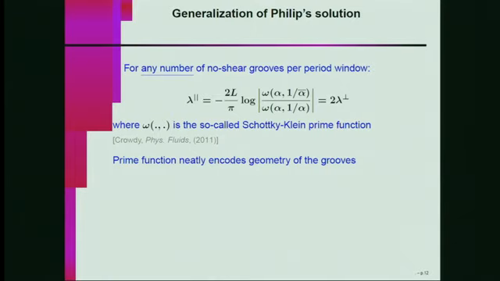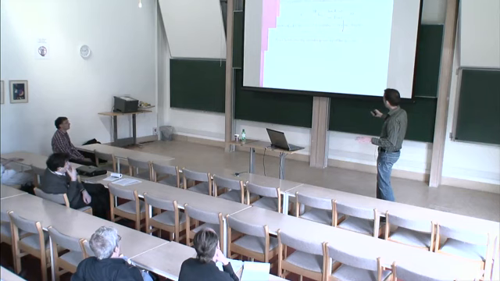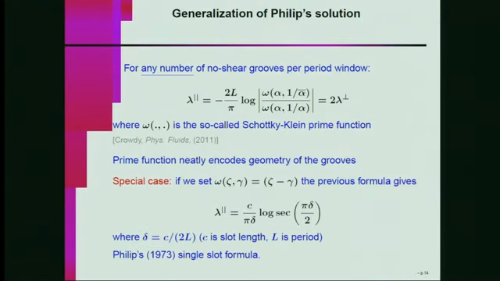And omega here is a special function that I've been working on a lot over the years called the Schottky-Klein prime function that I know most people don't know about, but it's an extremely useful function, not least here. By the way, this prime function encodes the geometry of the slots in each period window. I've concealed a lot of parametric dependence of this thing, but it's still this very concise formula, and if you just let omega be this simple monomial, plug it into there, you get log sec, which is Phillip's result.